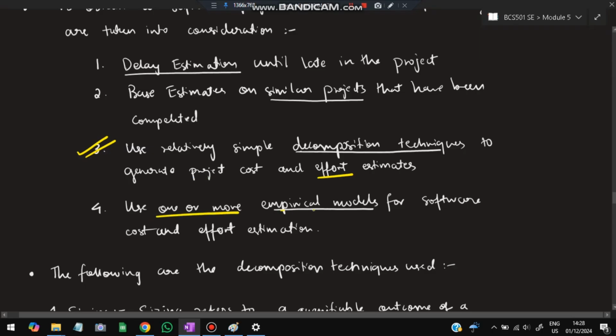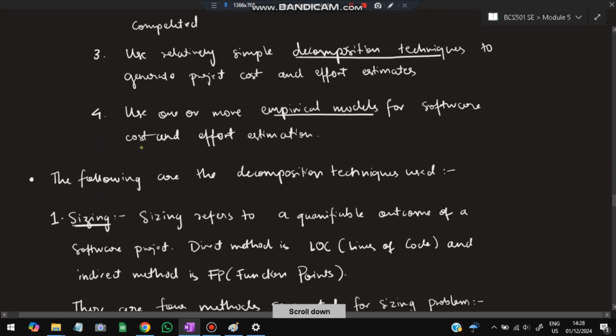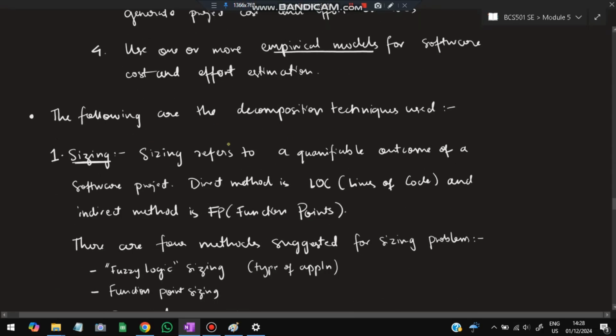Fourth, use one or more empirical models for software cost and effort estimation. Here we will be using some formulas with which we can calculate how much cost and how much effort it will take. This also we will discuss in an upcoming topic. So these two we will discuss in depth. First, let's discuss the decomposition techniques. The following are the decomposition techniques used.